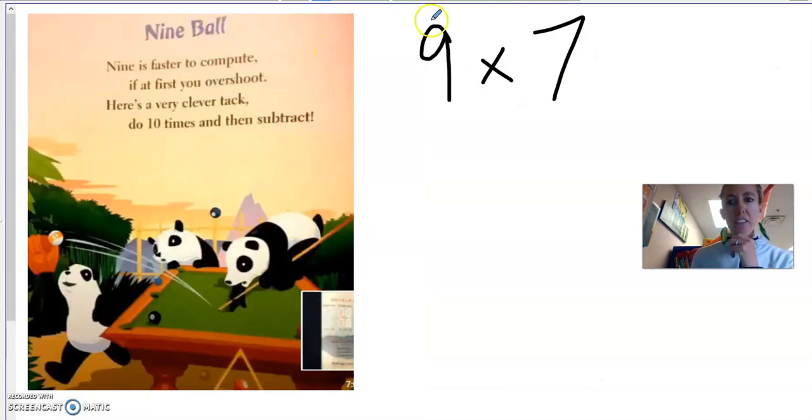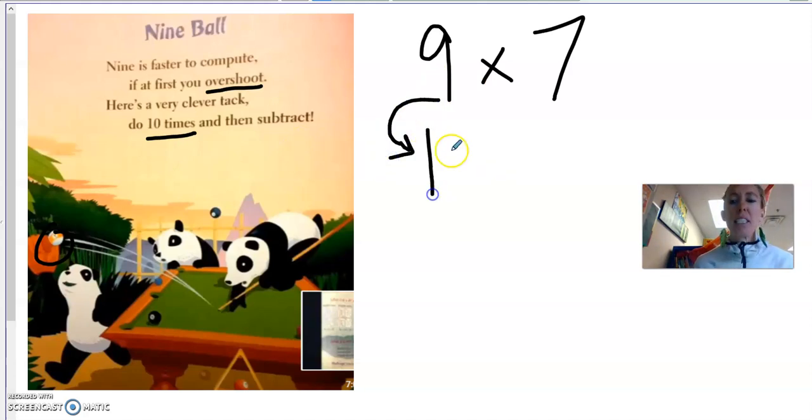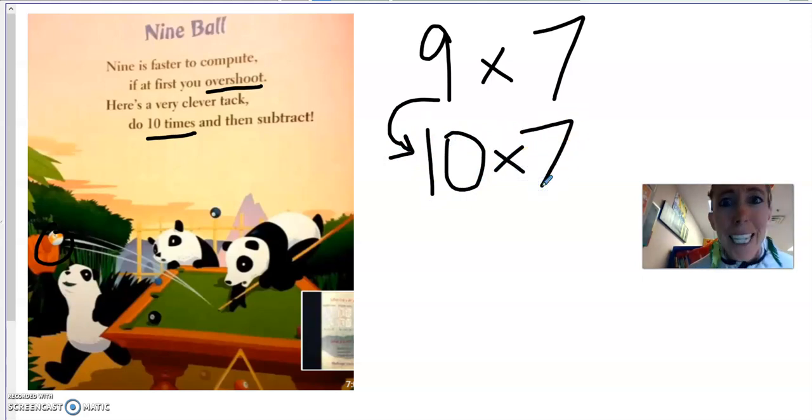All right, let's check out one more factor. We have a factor of 9. Oh, another one of my favorites. Okay, 9. 9 ball, it's called. They're on a pool table. And why? Well, let's read on. 9 is faster to compute if at first you overshoot it. What does that mean? Well, you overshoot the ball, right? That's going to help you. Here's a very clever tack. Do 10 times and then subtract. Oh my gosh, we're going to use 10 again. Why 10? Because 9 is so very close to 10. Oh, and 10s are just so nice because you can get the answer in less than like 2 seconds.